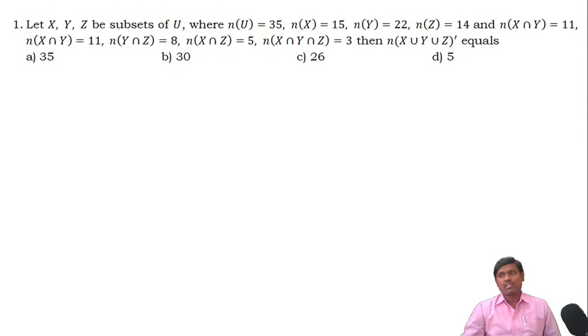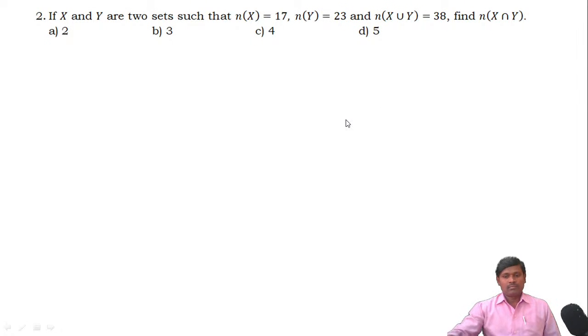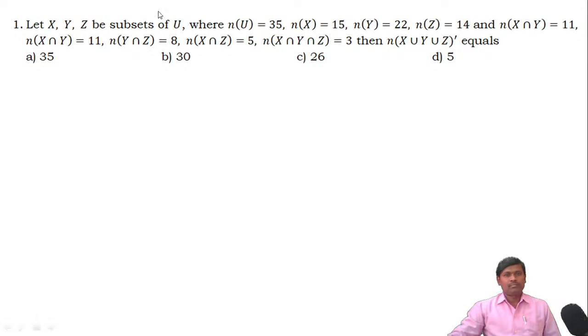The first question: let X, Y, Z be three sets of U where n of U is equal to 35, n of X is equal to 15, n of Y is equal to 22, n of Z is equal to 14, and n of X intersection Y is 11.